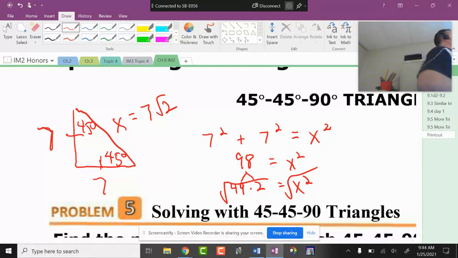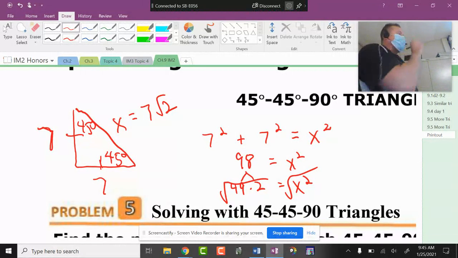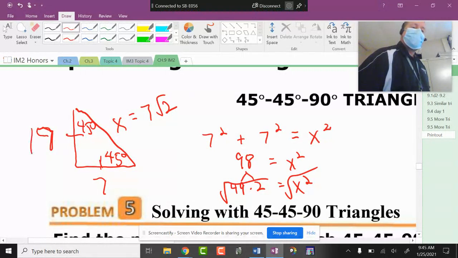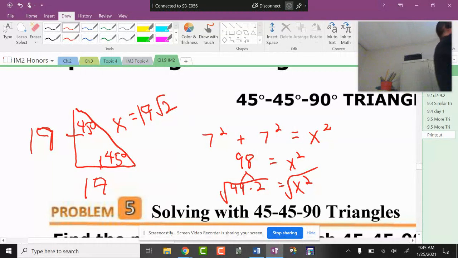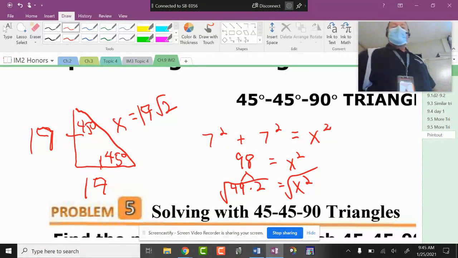There you go. 7, 7, 7 root 2. I don't care what I would have made that side measure. If I would have made this 19, then this would be 19 root 2. Guaranteed, if I would have gone through the Pythagorean theorem again. Doesn't matter. All right. And that's what holds true.